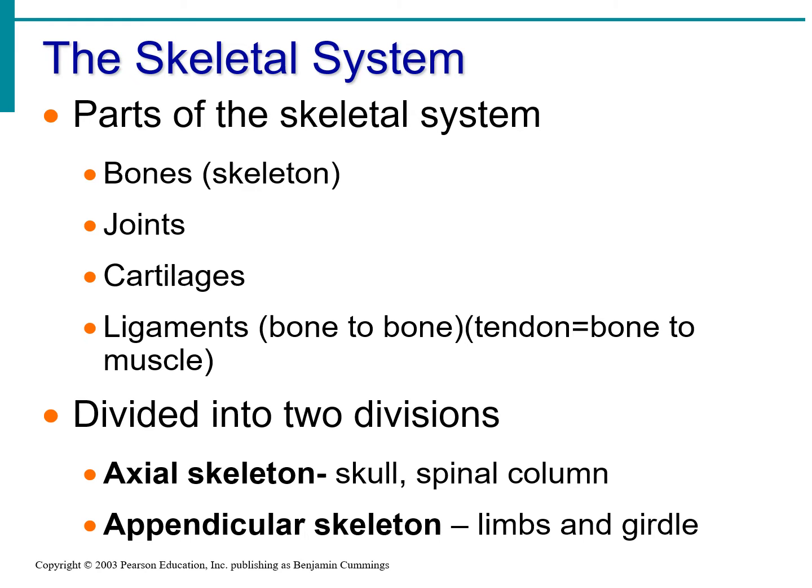I just want to briefly explain what bones are. The skeletal system consists of bones, joints, cartilage, ligaments (bone to bone), and tendons (bone to muscle). It is divided into two divisions: the axial skeleton and the appendicular skeleton. The axial skeleton consists of the skull and the spinal column, whereas the appendicular skeleton consists of the limbs and the girdle.